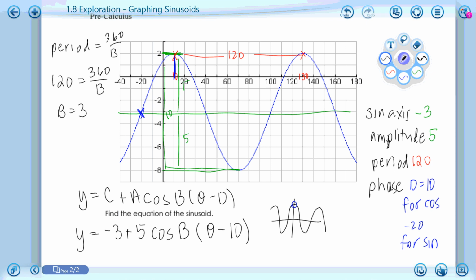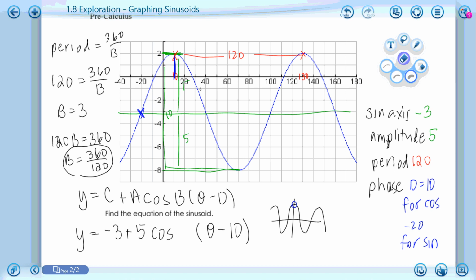I could also multiply both sides through by b. 120b, if I did not find that obvious, 120b equals 360. B equals 360 over 120. This formula actually will always work to find b. If you take 360, the natural period, and divide it by the observed period, it will always give you b. Okay, so in this case, b is 3 to give me a period of 120 degrees.